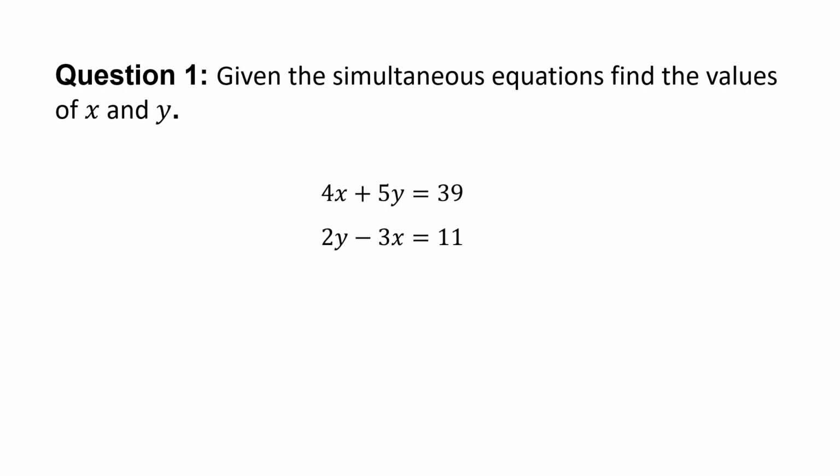So now's the chance to put some of this into practice. So question 1, I want you to find the values of x and y for the simultaneous equations 4x + 5y = 39 and 2y - 3x = 11. So pause the video and come back when you're ready to run through the solution.